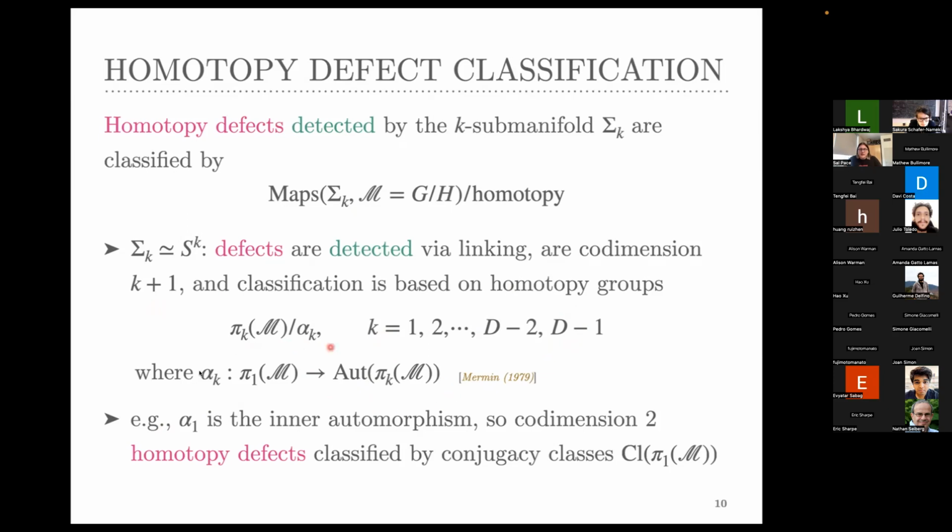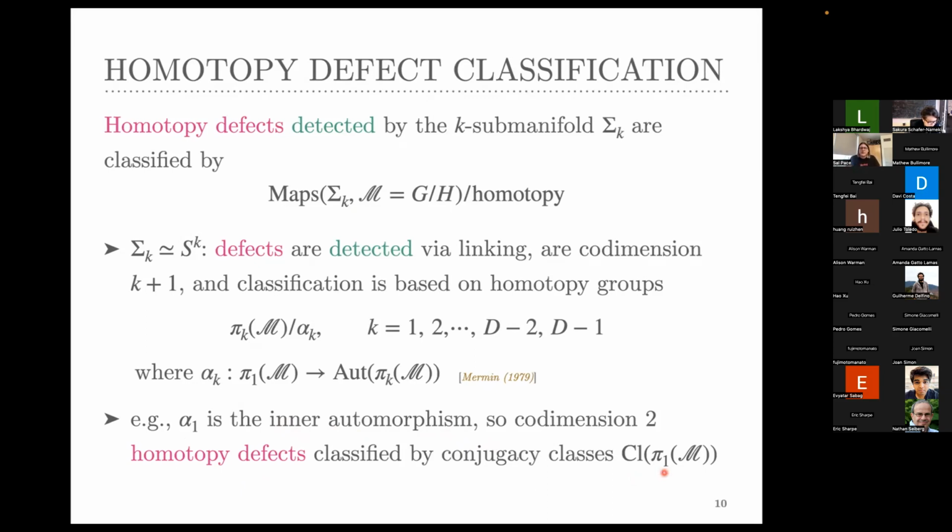And then just to give you a sense, these alpha k's are generalizations of the inner automorphism. The inner automorphism is pretty simple, it's just conjugation. So that means that when k is 1, codimension 2 homotopy defects are classified by the conjugacy classes of pi 1. Okay. So of course, when pi 1 is abelian, it's just pi 1, because the conjugacy class will be the same as the group. But pi 1 can be non-abelian, while all the other higher homotopy groups are always abelian. When pi 1 is not abelian, the conjugacy classes are very important to include.